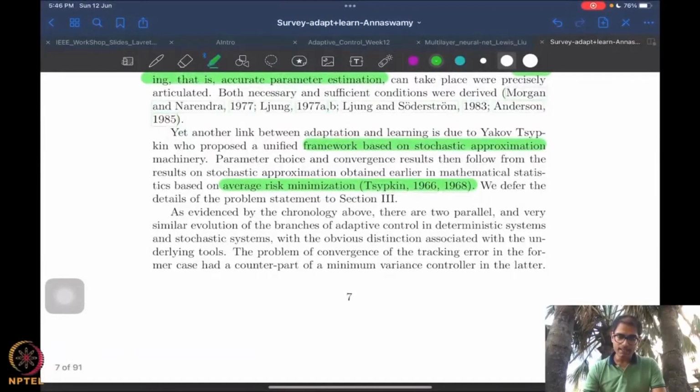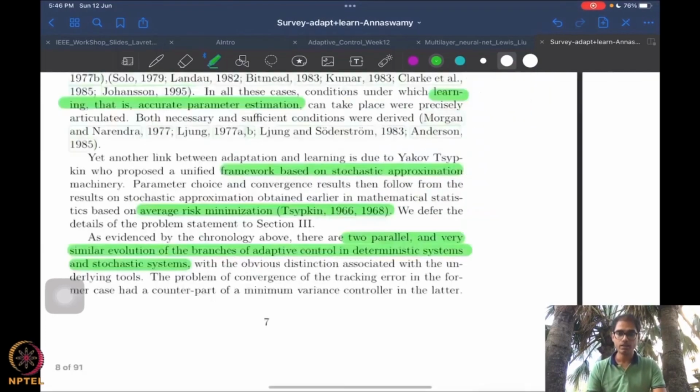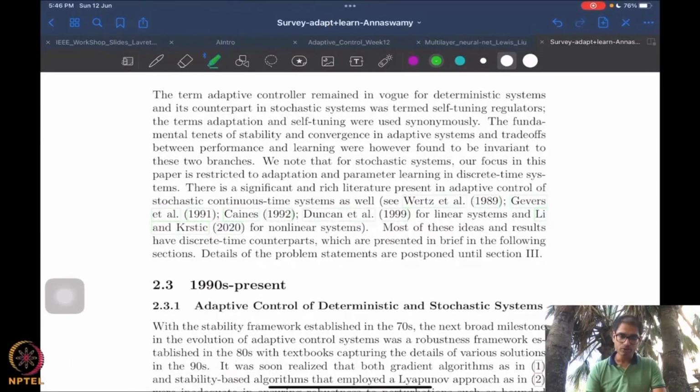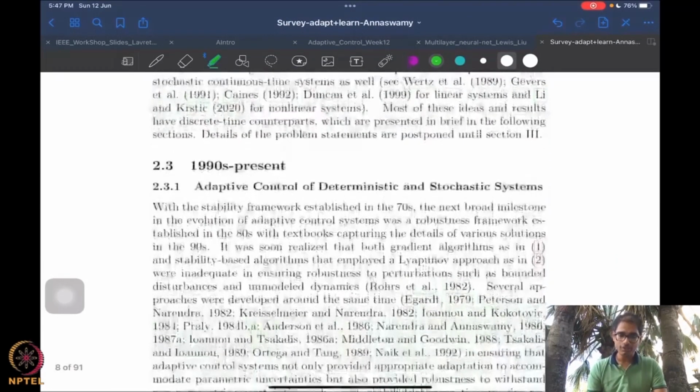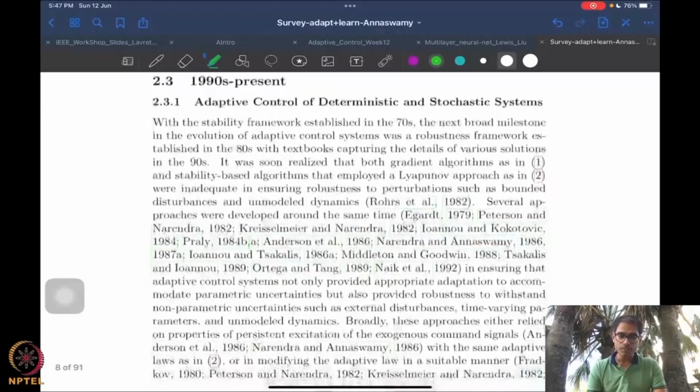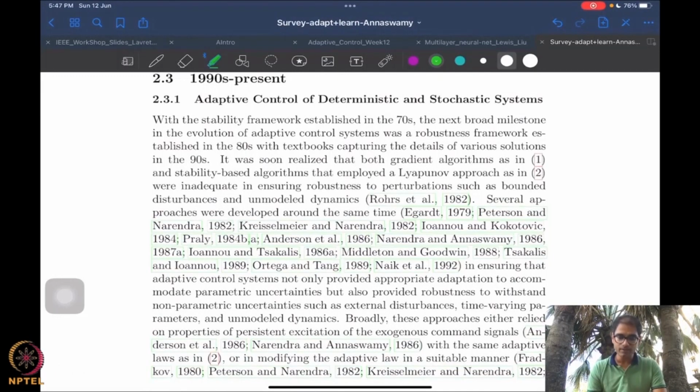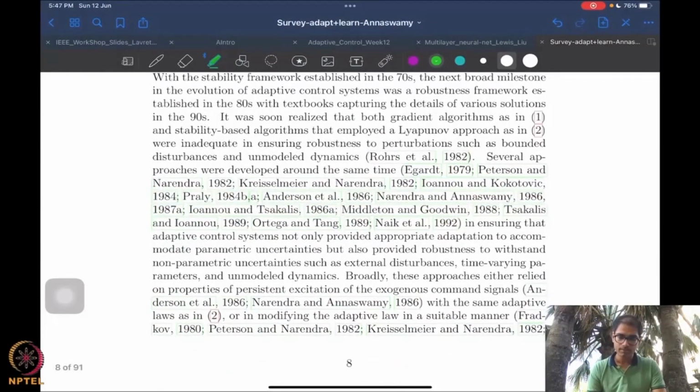So the idea is that there was a parallel and similar evolution into branches of adaptive control in deterministic and stochastic systems. They were distinct tools, but the development was happening in parallel. The adaptive control terminology remained in vogue in deterministic systems, but in the stochastic systems framework, it was termed self-tuning regulators. We did not cover any stochastic system self-tuning regulators in this course, but I would strongly encourage you to look at that. Then from the 90s to present, there were many novel flavors in adaptive control of deterministic and stochastic systems.